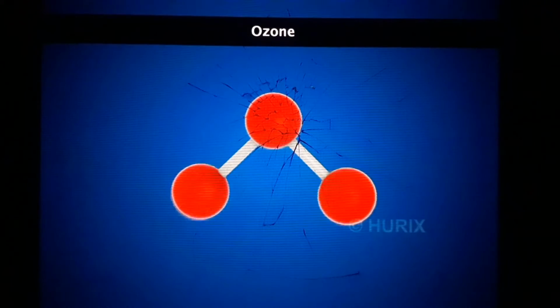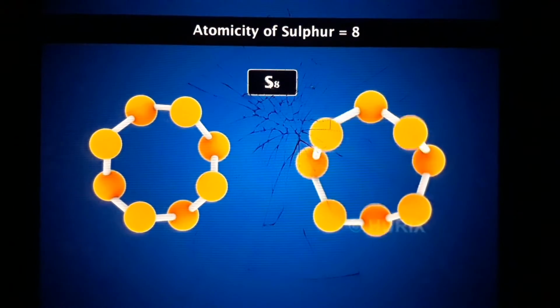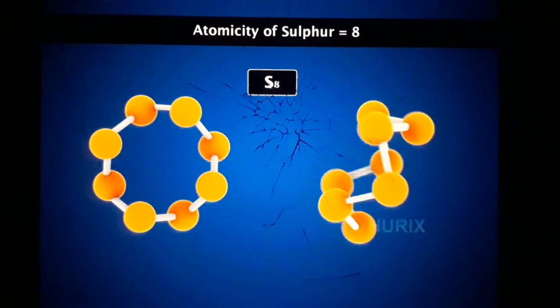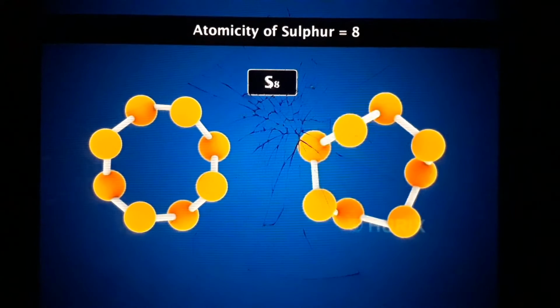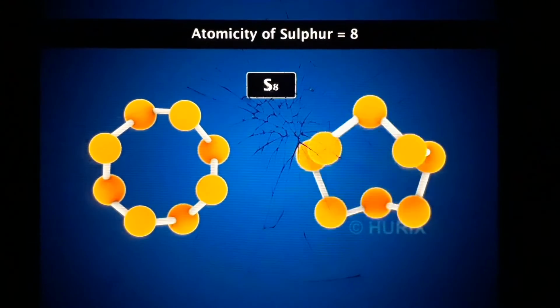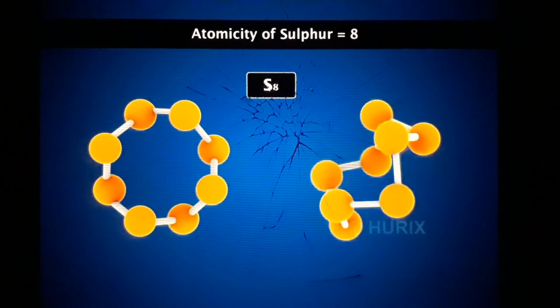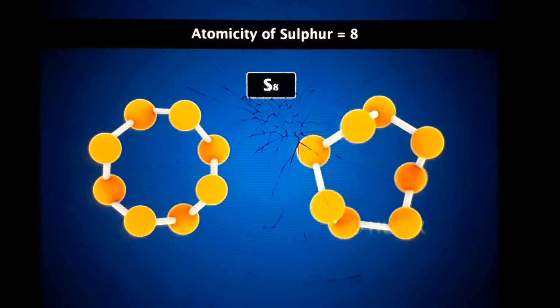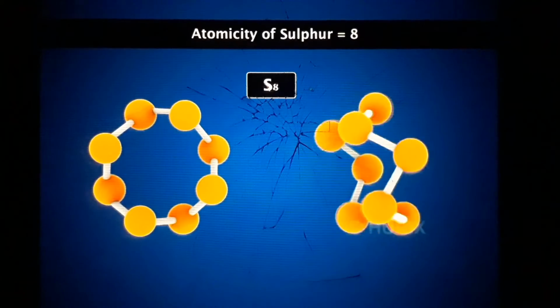Ozone has a triatomic molecule. It contains 3 atoms of oxygen. The sulfur molecule has 8 sulfur atoms. It is represented as S8. The combining capacity of atoms among themselves decides the atomicity. The atomicity of sulfur in the sulfur molecule is 8.